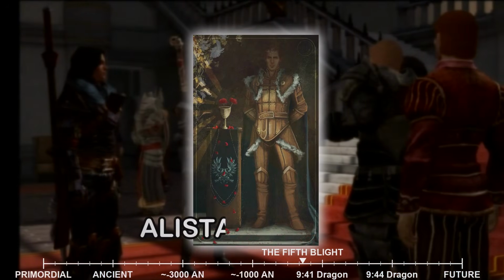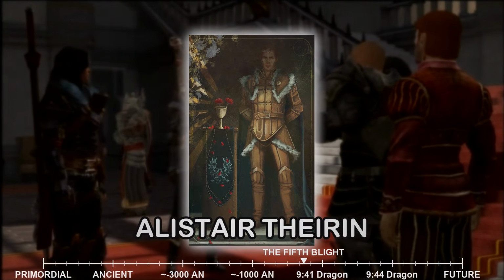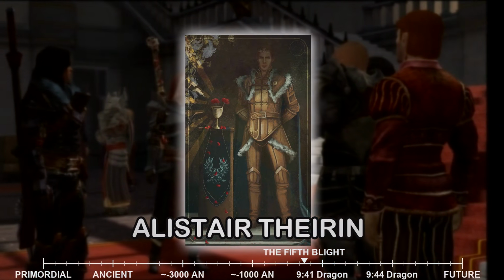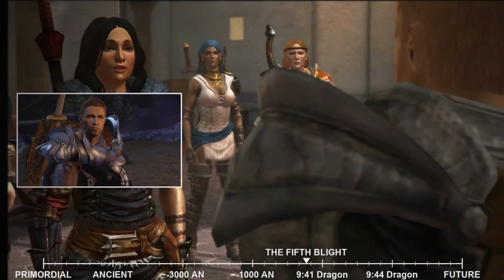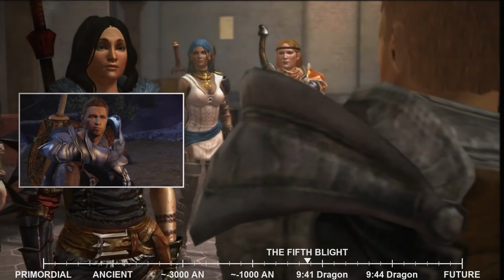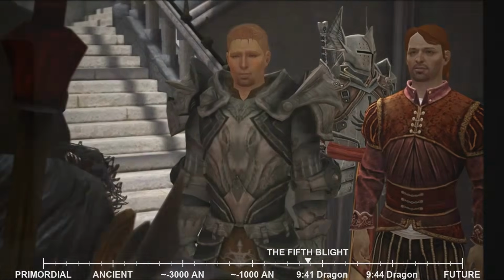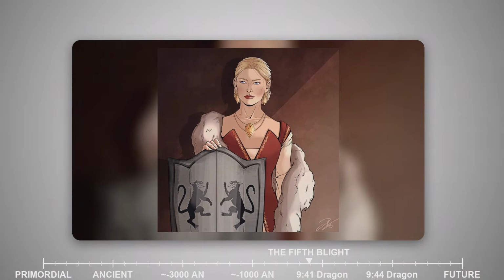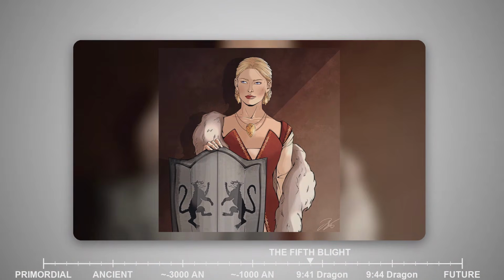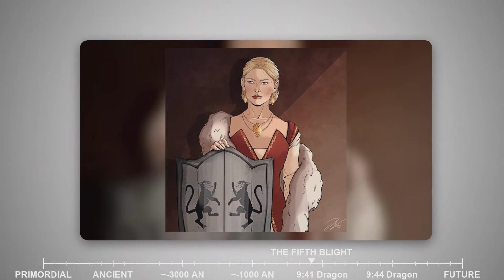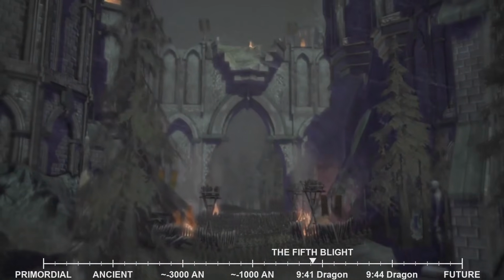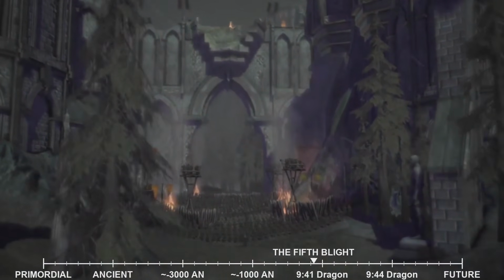Alternatively, Alistair Theron, as the last living heir of King Merrick and therefore the true heir to the Theron dynasty, could be placed on the throne. This would restore the traditional royal line, but might be met with resistance from those who preferred Anora's more established political connections. A third option, often considered a compromise, was a joint rule between Anora and Alistair, uniting their claims and potentially bringing stability to a fractured realm. The Warden's influence in this decision was absolute, shaping the future leadership of Ferelden.